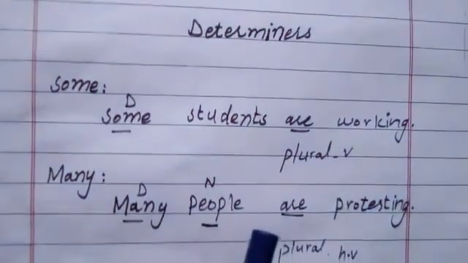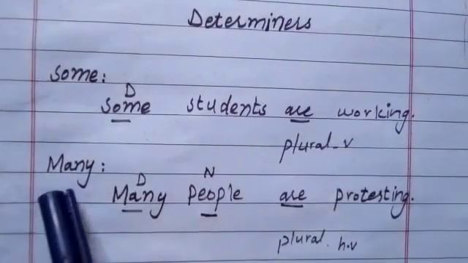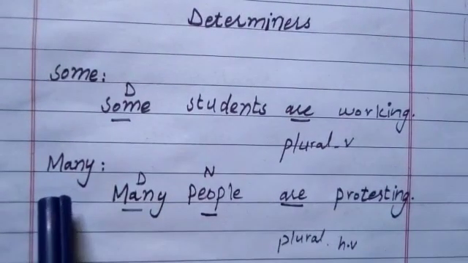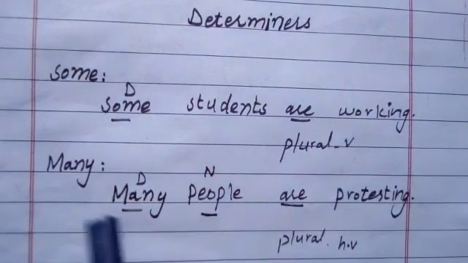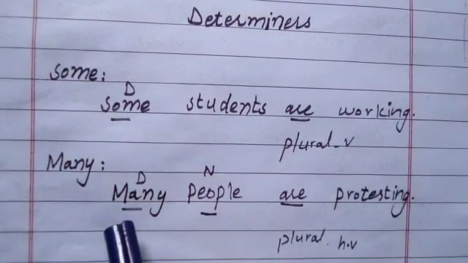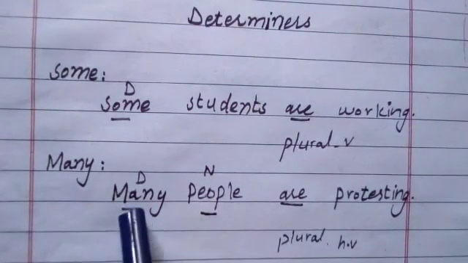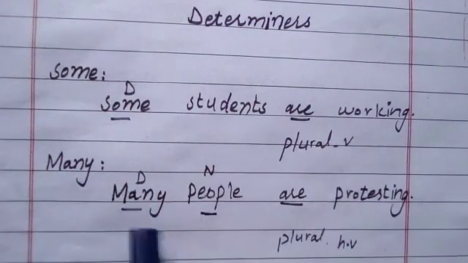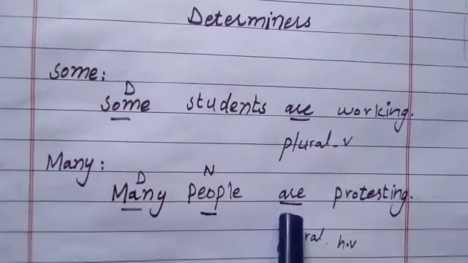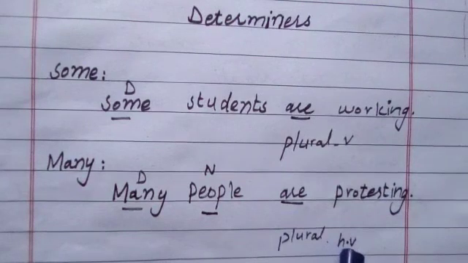And then our next determiner is many. Many, this also we can use with the negative and the positive sense. And when many people are working in the sentence, we say many. It is used in the plural sense. Many people are protesting, and many also carries the plural helping verb with it.